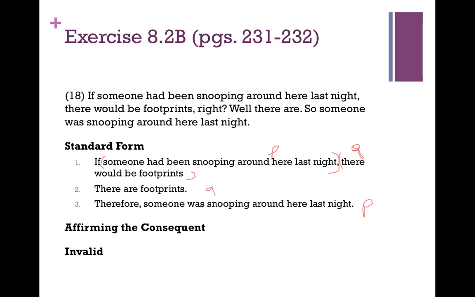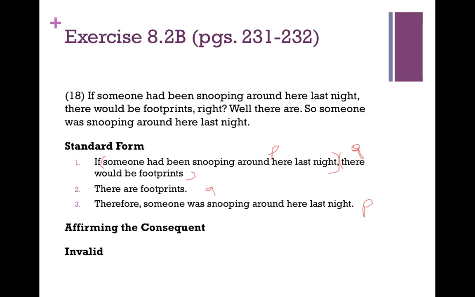I think it's pretty evident here what is going on is footprints. This is the problem with this argument. Having footprints around, as it stated, is a necessary condition, but it's not a sufficient condition for someone to have been snooping. I mean, maybe someone just walked through your backyard by accident. You know, maybe someone got lost, but it doesn't mean they were snooping necessarily, right?